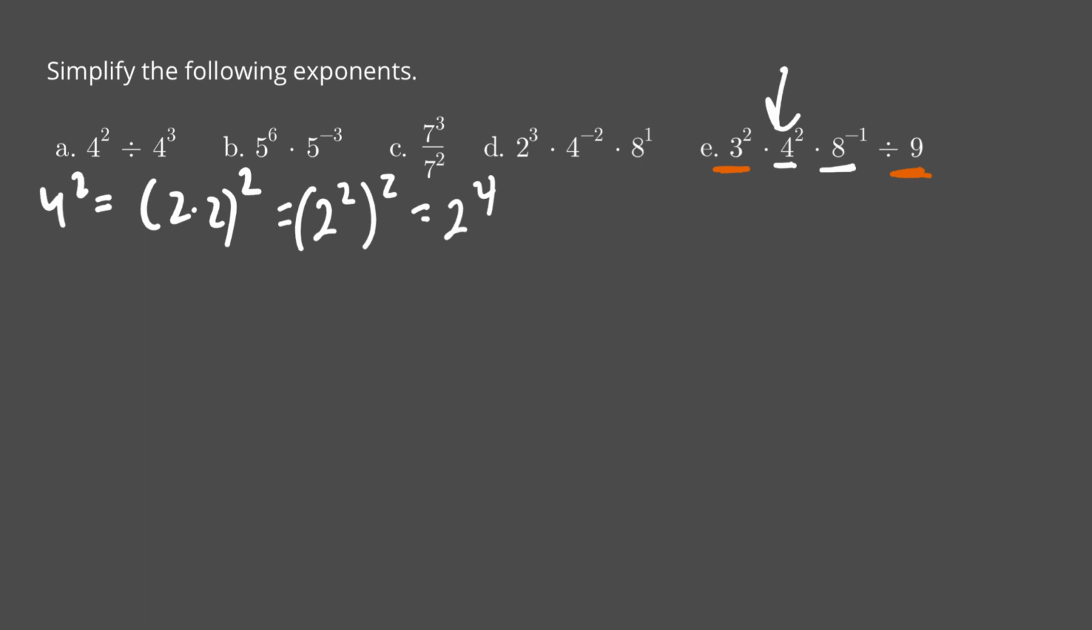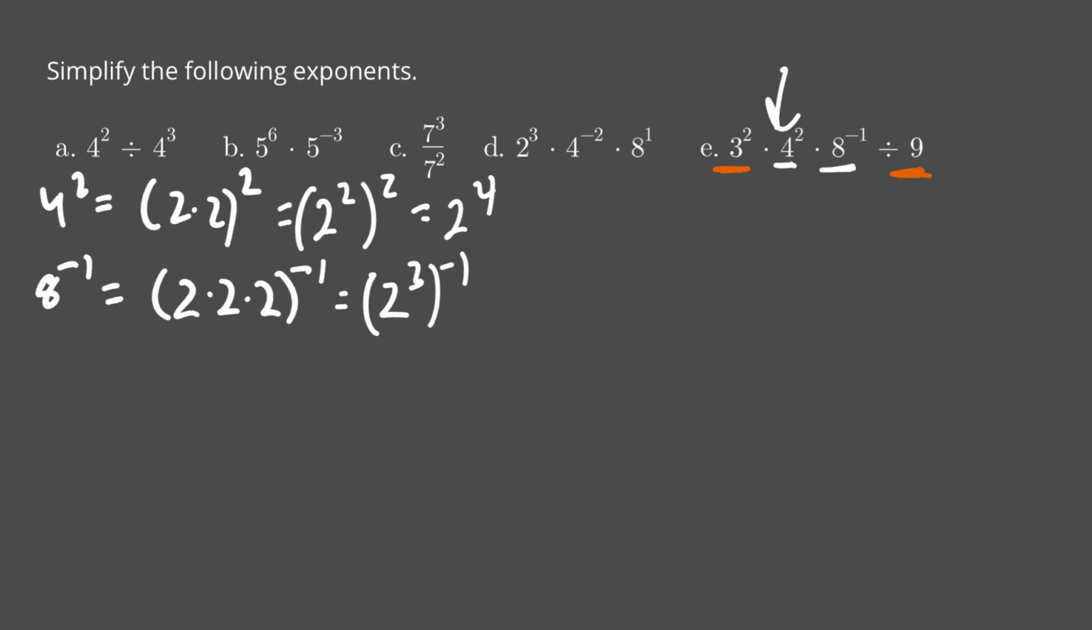Now let's look at 8 to power negative 1. We'll skip a step because we know that 8 is the same thing as 2 times 2 times 2, all to the negative 1. Rewriting 2 times 2 times 2, we get 2 to the power of 3, all to the negative 1. Now when we multiply those exponents together, we get 2 to the power of negative 3. All right, now that's handled. Let's put a circle around these in blue so we don't forget about them.